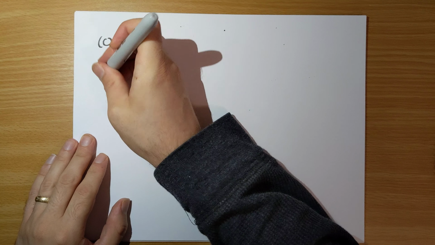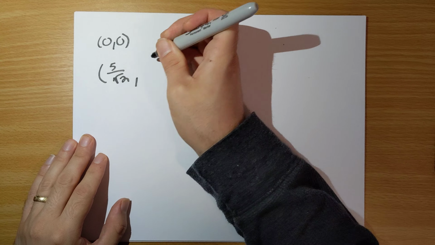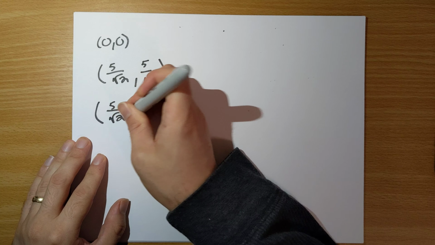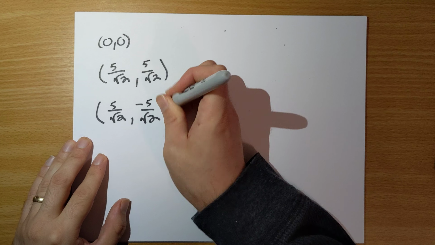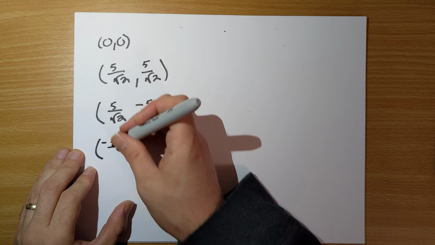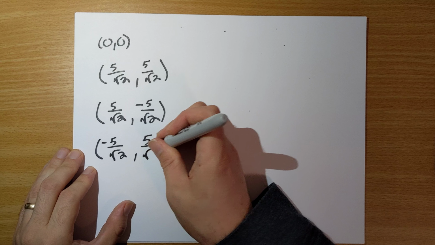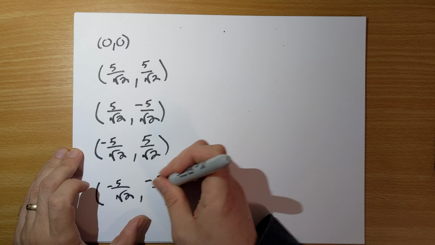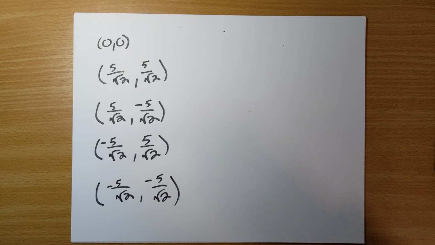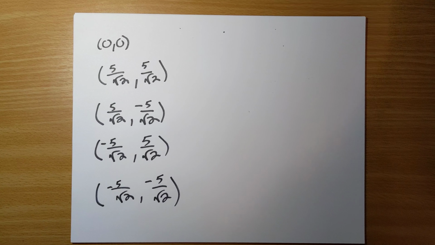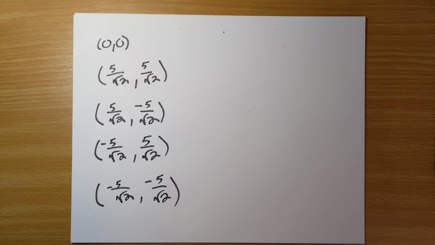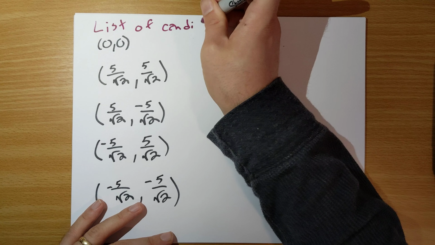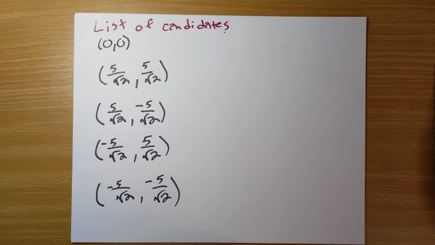So 0, 0, 5 over square root 2, 5 over square root 2, 5 over square root 2, negative 5 over square root 2, negative 5 over square root 2, 5 over square root 2, and negative 5 over square root 2, negative 5 over square root 2. So these are our 5 candidates. I think in the last section I made a list of candidates. So let's write that out.